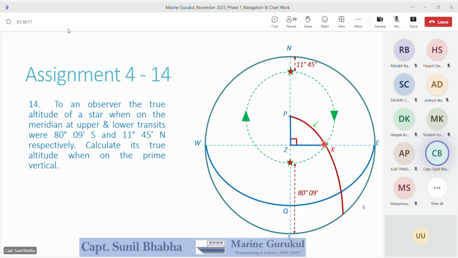So what we are going to do is, you see, we have S to this particular star, this arc known to us. We have N to this particular star arc known to us. Now I can easily find out the diameter of the declination circle of the star. The diameter will be 180 minus 1145 minus 8009, exactly similar to what we did in the previous questions. So when we half the diameter, we get the polar distance of the star, which is Px. So Px, the polar distance, is known to us.